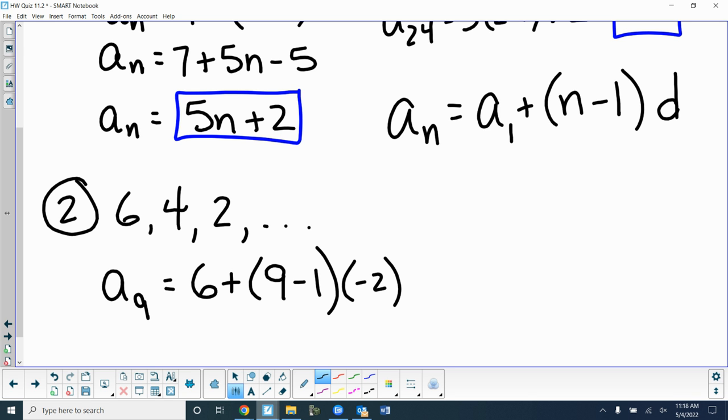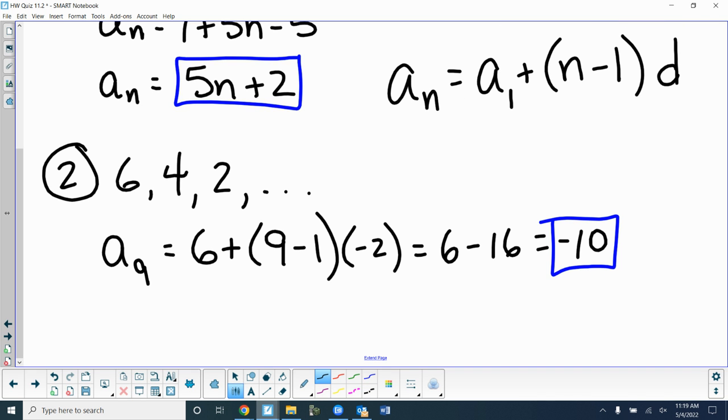Remember, it's not first minus the second. It's second minus first, right? One on the right minus the one on the left. All right? So 9 minus 1 is 8 times negative 2 is negative 16. So that's a negative 10, right? So that's that answer for your 9th term.